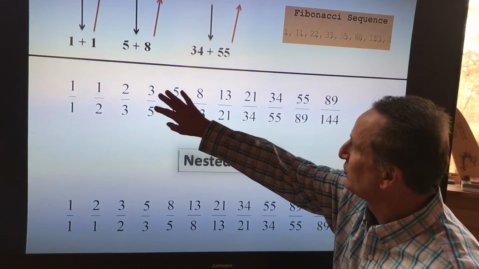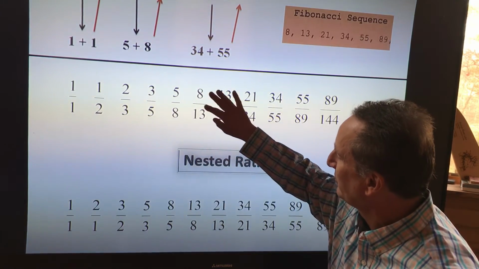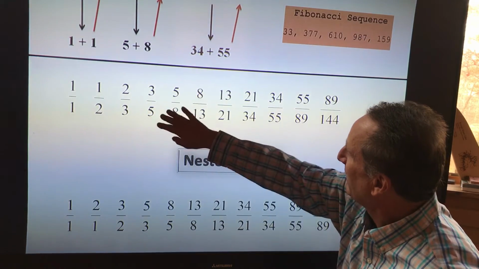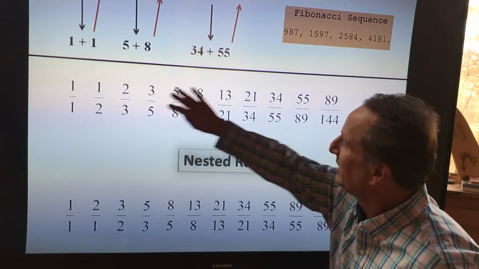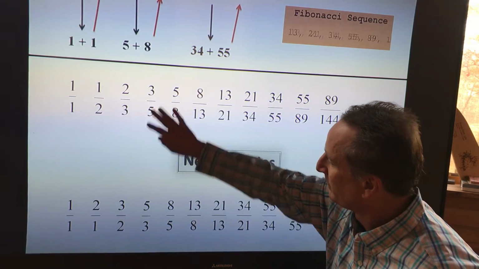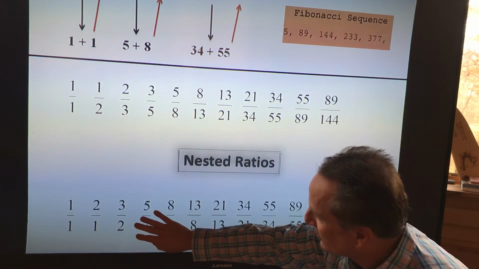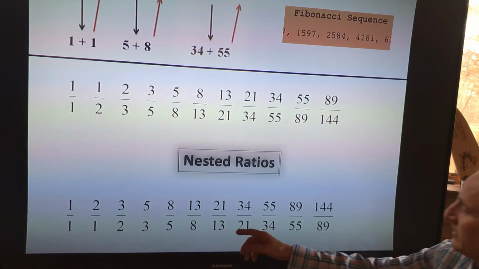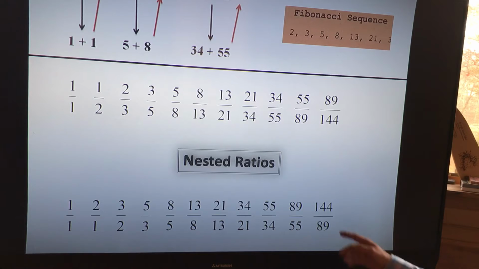You have the ones where the numerator is larger, and then you have the ones where the numerator is smaller and the denominator is larger. So these are increasing ones. These are less than 1. And then you have their inverse, which is greater than 1. And so these have the numerator larger than the denominator.